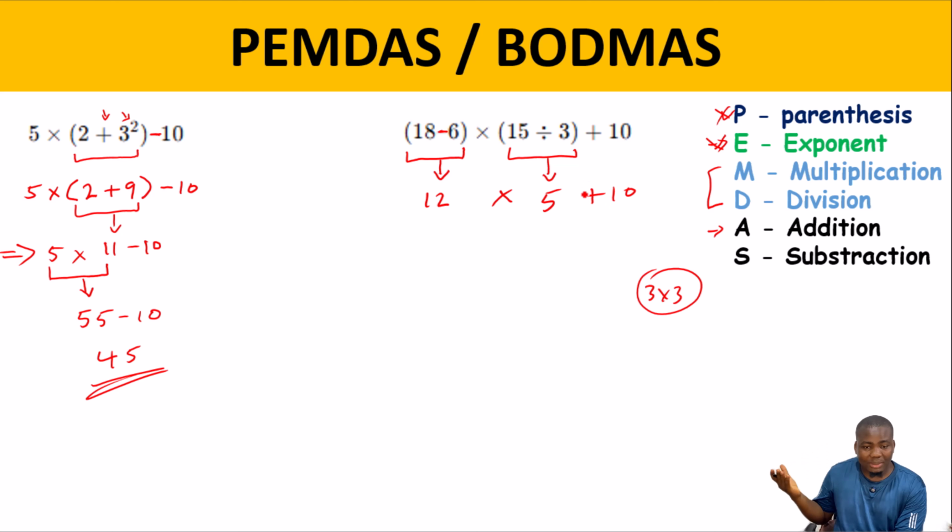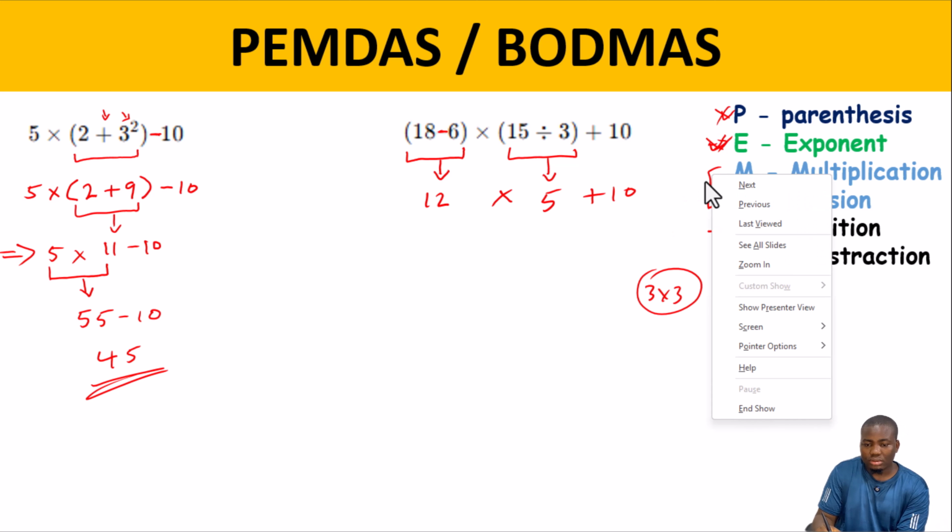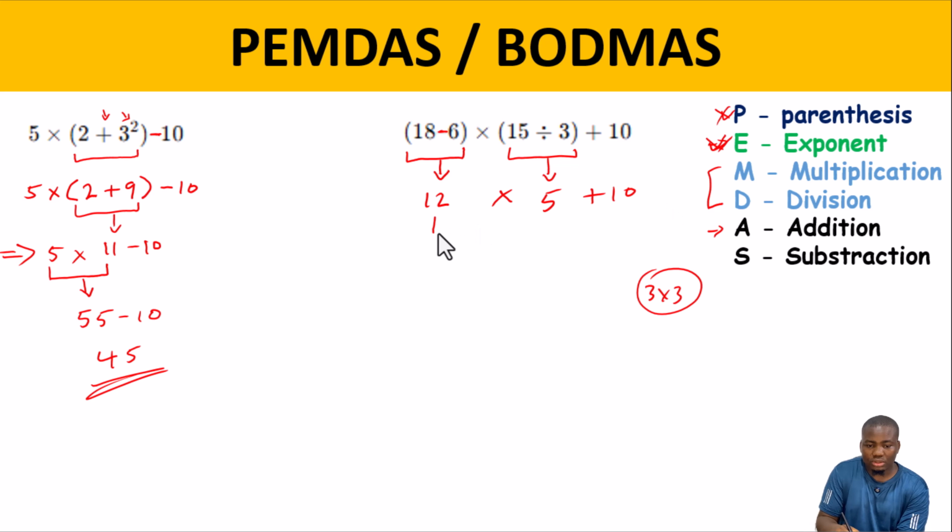Now, we don't have any other parentheses. We don't have exponents, but we still have multiplication. So, since we have multiplication, we do that, and that gives us 12 times 5 is 60, plus 10, that's 70.